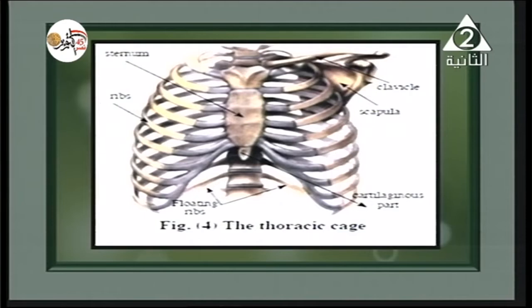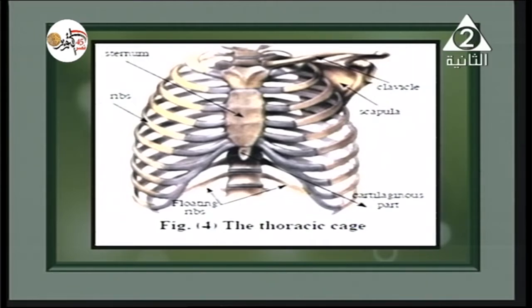And also we have 12 thoracic vertebrae. Do you remember that? We said that the thoracic cage is not only the ribs and the sternum, but also the vertebrae of the vertebral column that are attached tightly with the ribs. From the last episode, who can remember what they are called? Yes, they are called thoracic vertebrae.